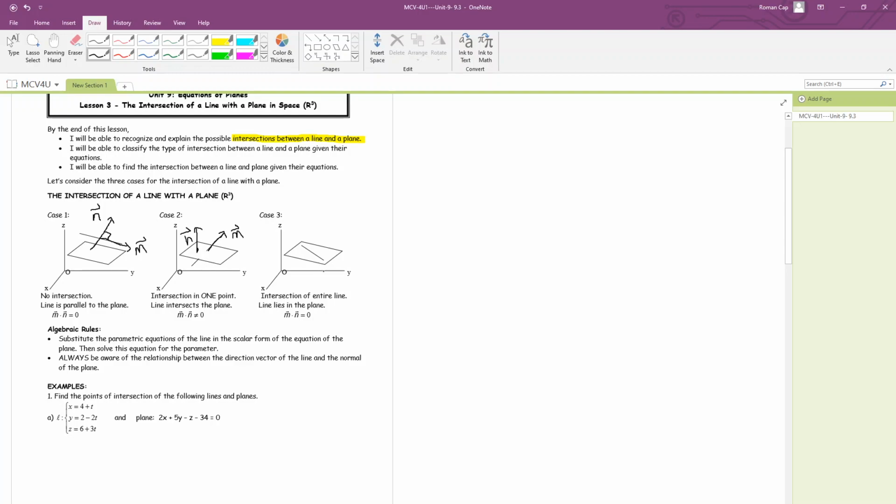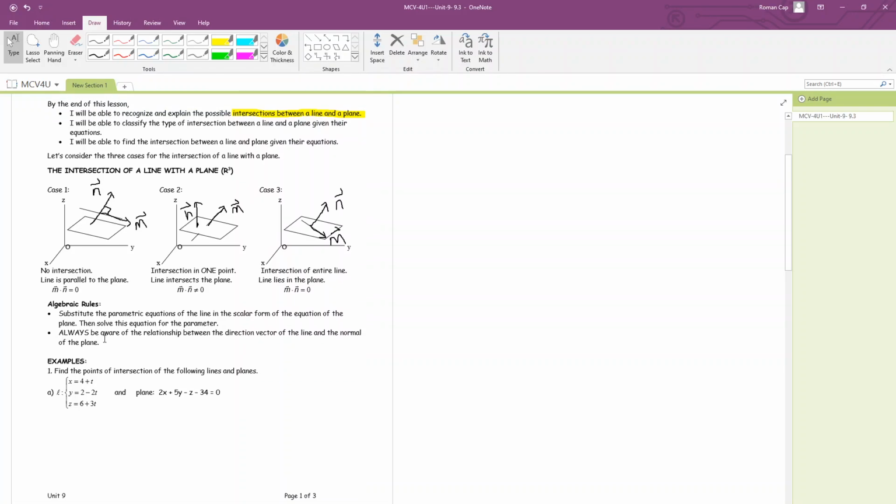Now finally the third case is when the plane contains the line. So the line is actually in the plane, so the dot product m dot n is equal to 0. So we can also draw again n and m vectors. So here's n, it's perpendicular to the plane, and then m is on the line. So these are the 3 cases that we'll talk about, and here's some algebraic rules.